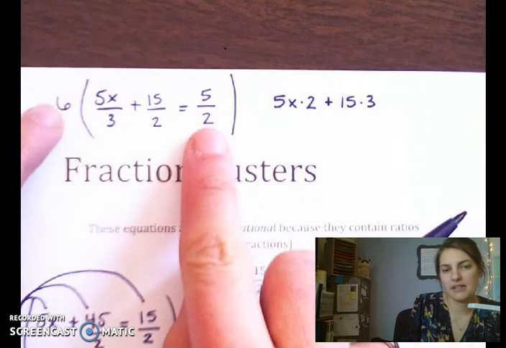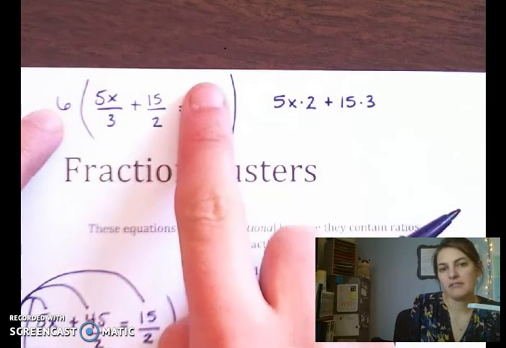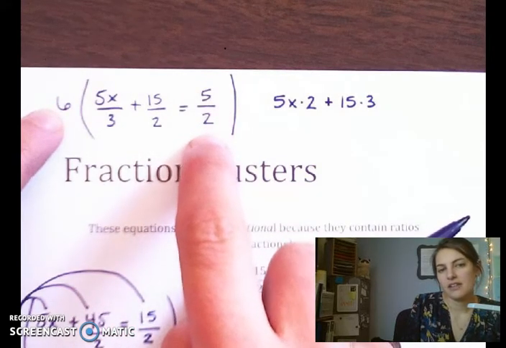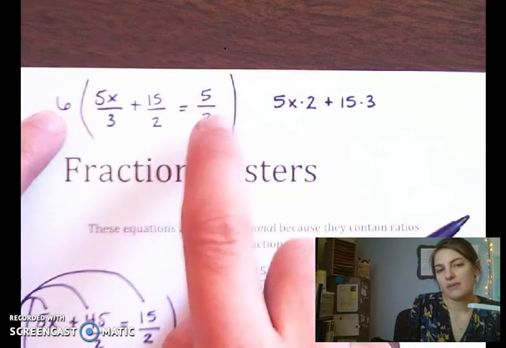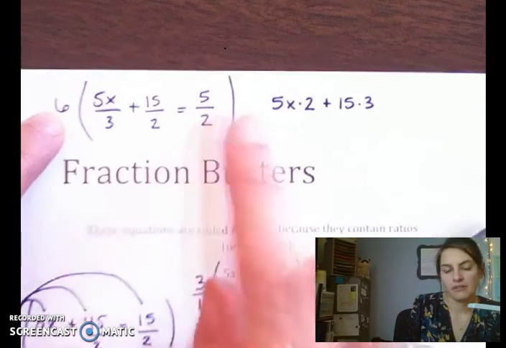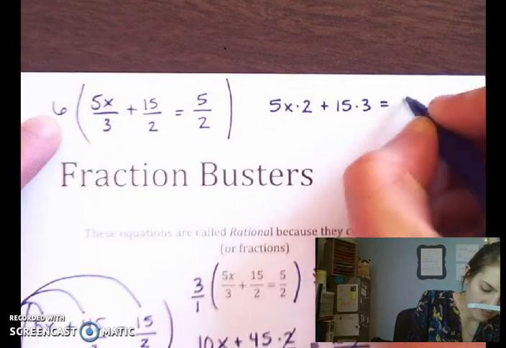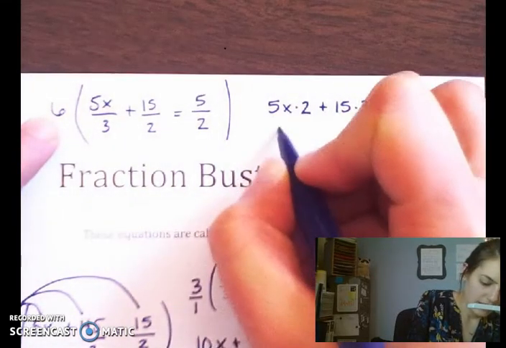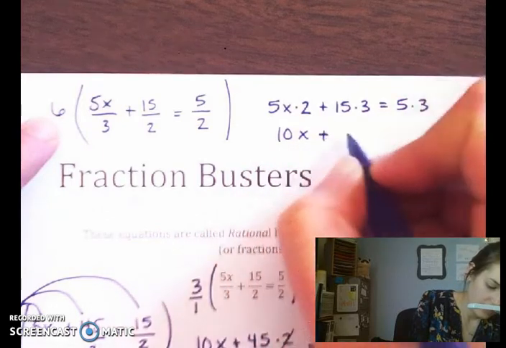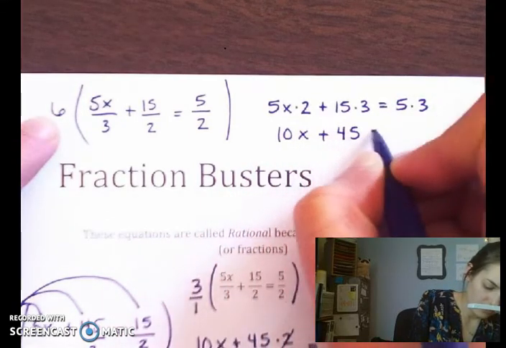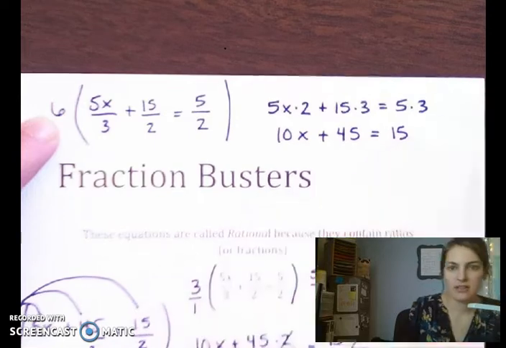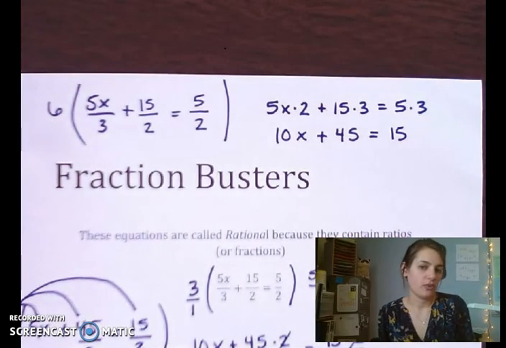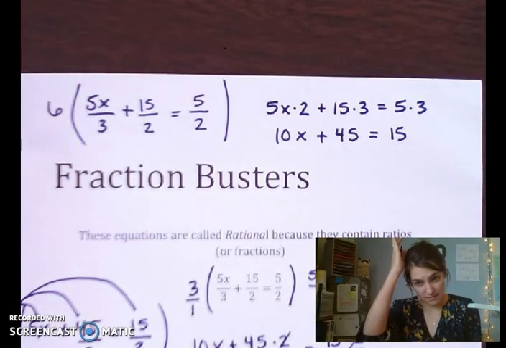And then here again, a 6 times 5 halves. The 6 on the top and the 2 would reduce to a whole number of 3, so it's going to be a 5 times a 3. So then we have 10x plus 45 equals 15. So a much quicker way of arriving at the same equation.